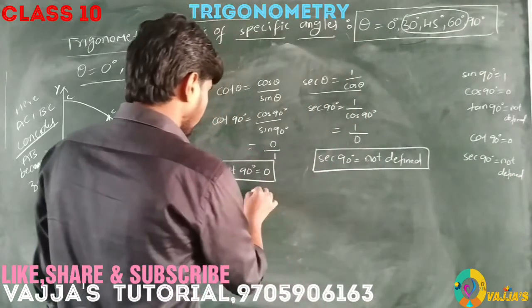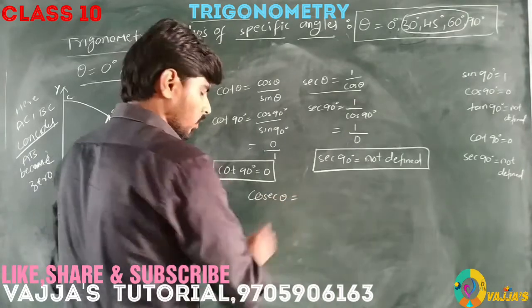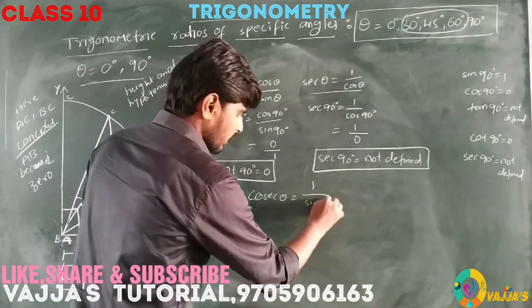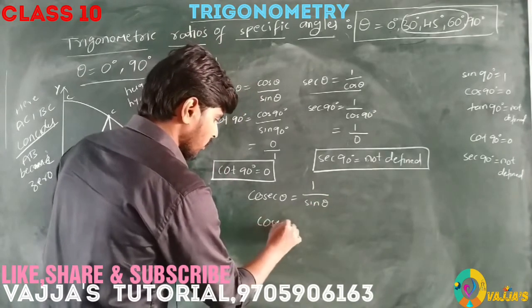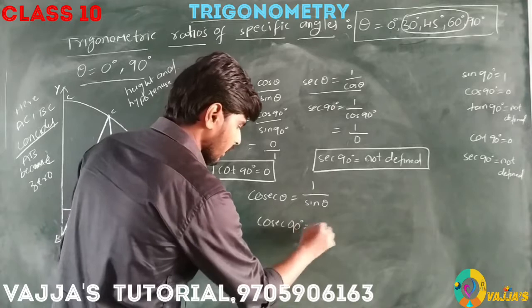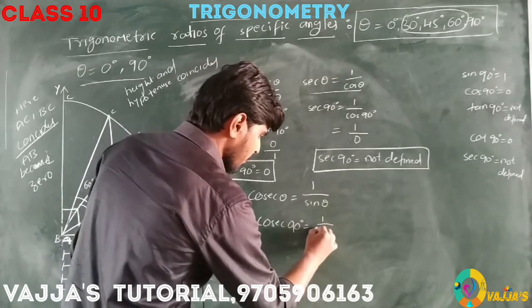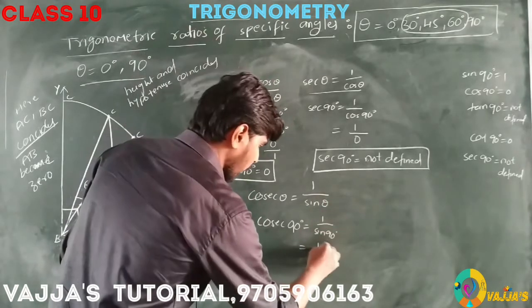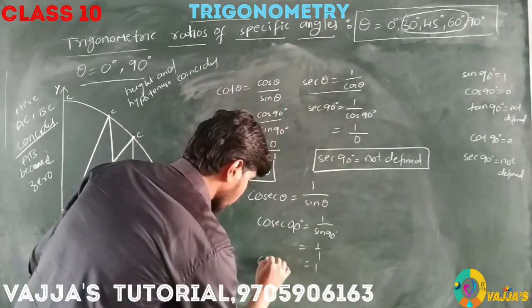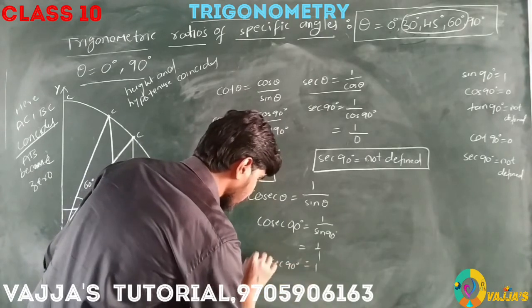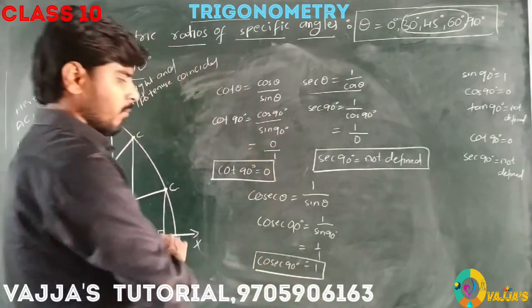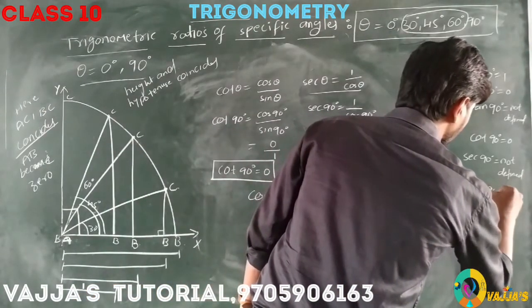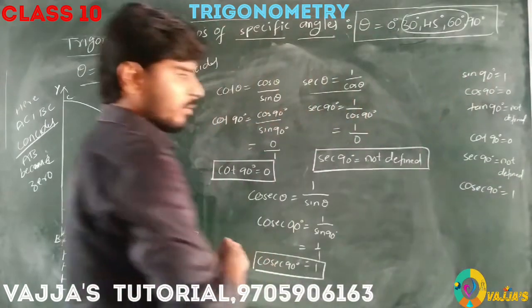Right, next, cosec theta equals 1 by sin theta. By this formula, cosec 90 degrees equals 1 by sin 90 degrees. That is sin 90 value 1. 1 by 1 is 1. So cosec 90 degrees value is 1. Okay. Write down here, cosec 90 degrees value is 1.